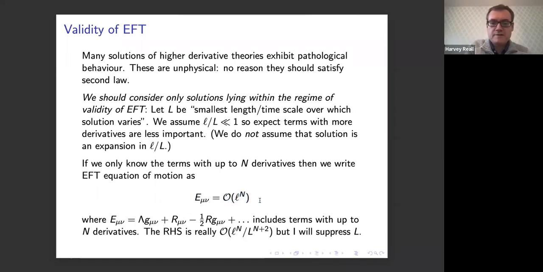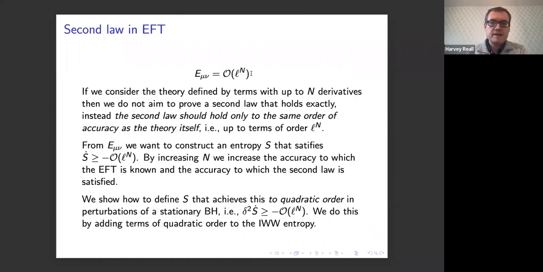And on the right-hand side, this is all the stuff we don't know, coming from terms with more than n derivatives. I've written it as order little l to the n, but on dimensional grounds, I should really write this little l to the n over big L to the n plus 2. I'm not going to do that. You can reinsert these factors of big L everywhere just by dimensional analysis. So I'm just going to write it like this. But anyway, this is coming from the higher order terms that we don't know. The left-hand side is the terms that we do know. So here's that equation again.